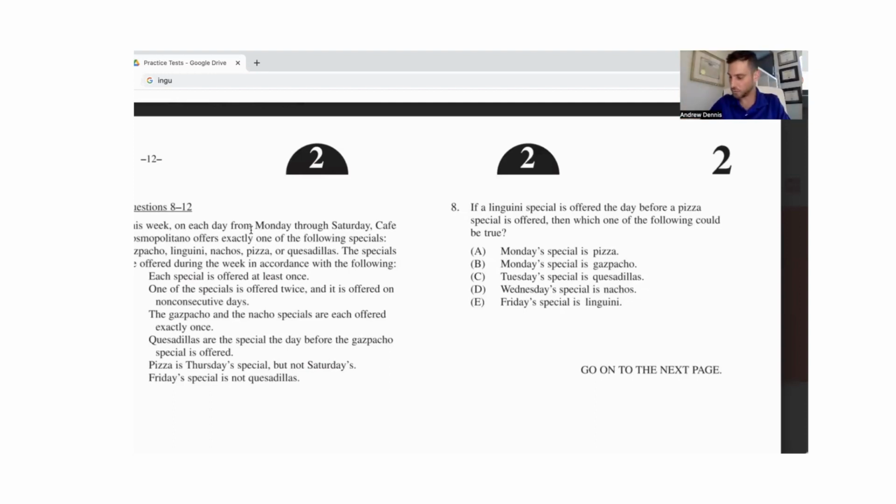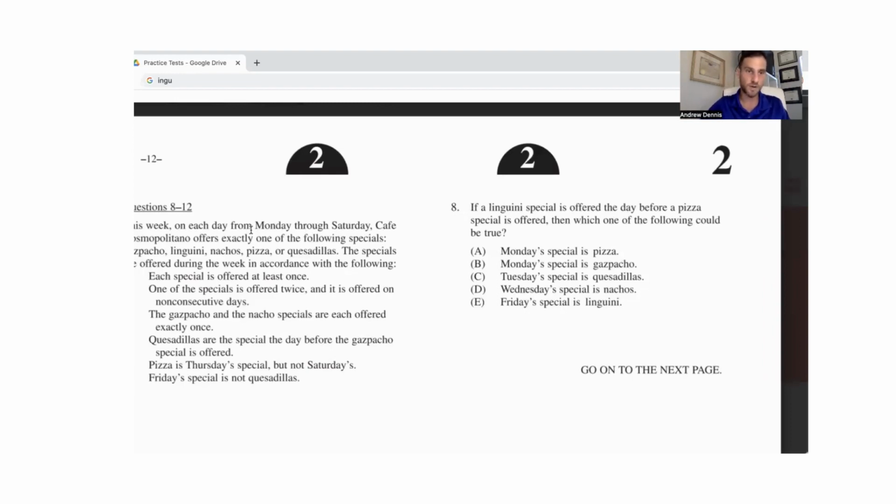The next thing is the rules. And let's start with the rules written in bullet point form. So the first rule: each special is offered at least once. So I'm going to write out in English: each variable goes at least once. Now, did I take a few more seconds than maybe your other instructors might? Sure, but this is plain English to me. Each variable goes at least once. I've written my first rule and I can't get it wrong.